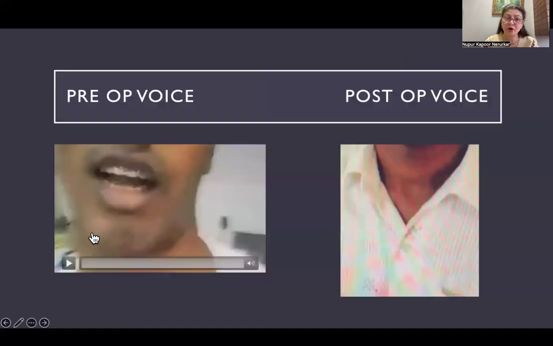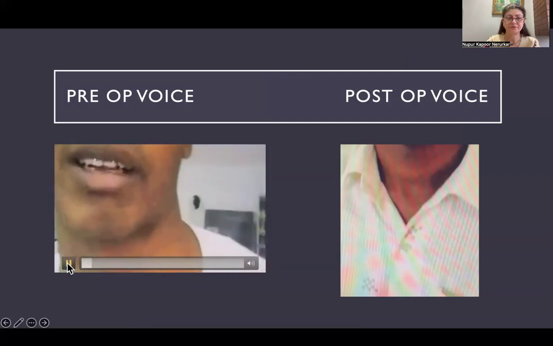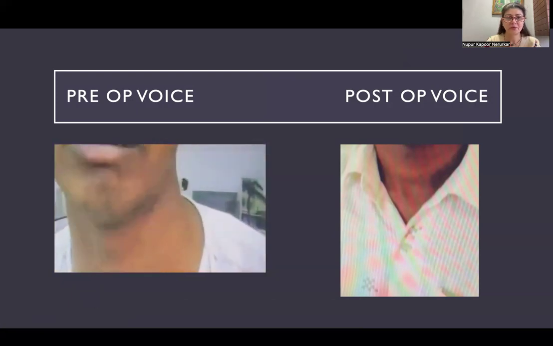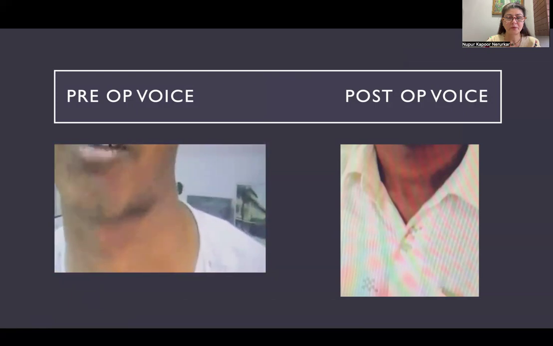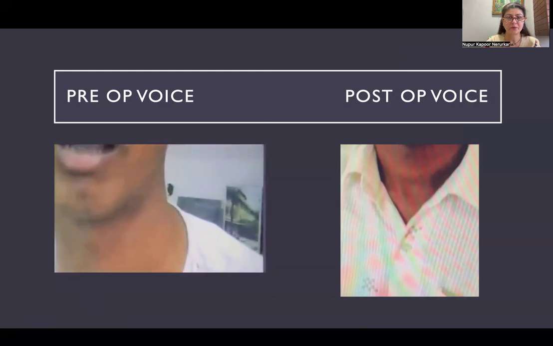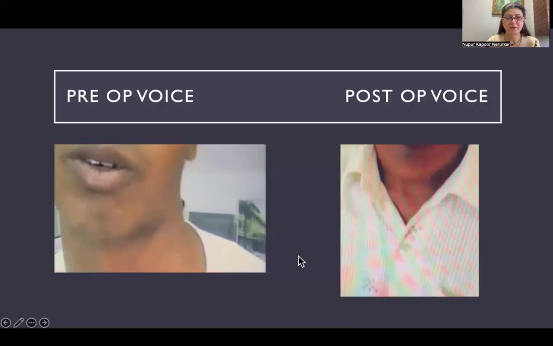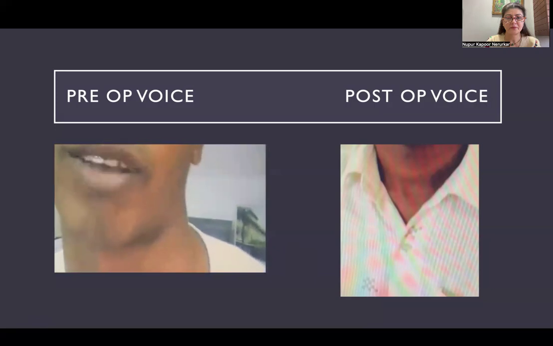Here is the preoperative voice of a patient who was operated by just a midline cut with a laser. I'm from Hubli, from Karnataka, and I'm studying in engineering final year. And since I have this problem from my childhood, I feel that my voice is quite feminine in nature. And I feel much difficulty in the crowd to speak.